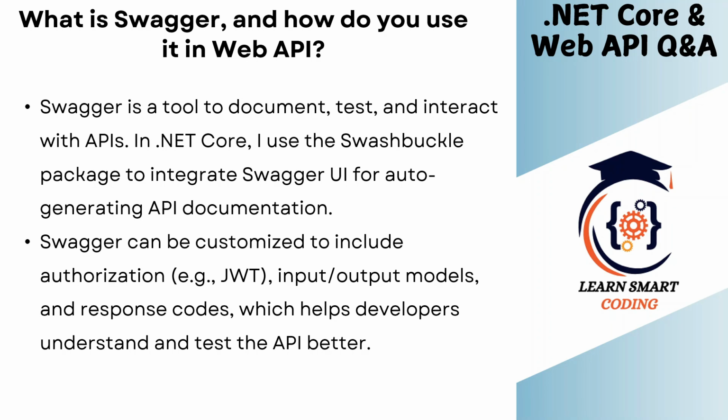We are talking about Swagger. Swagger is basically documentation. It's a tool to document, test, and interact with an API. In .NET Core, I use the Swashbuckle package to integrate Swagger UI for auto-generating API documentation. That will help us understand, and you can even customize this by accepting the JWT token in Swagger itself. That will help developers understand and test the API in a better and faster way.